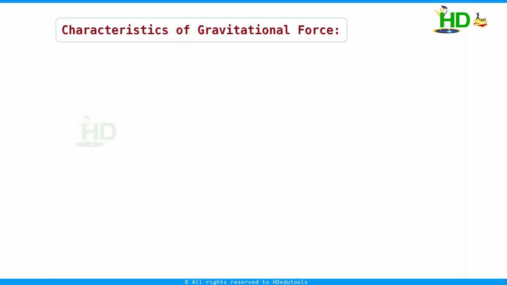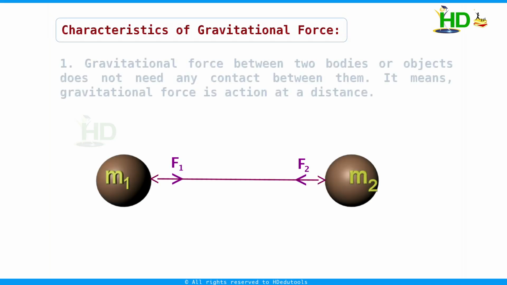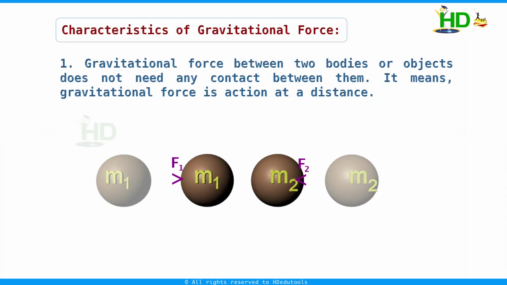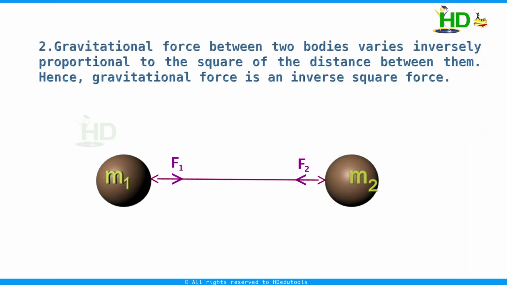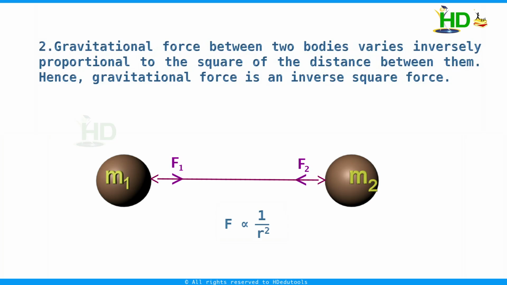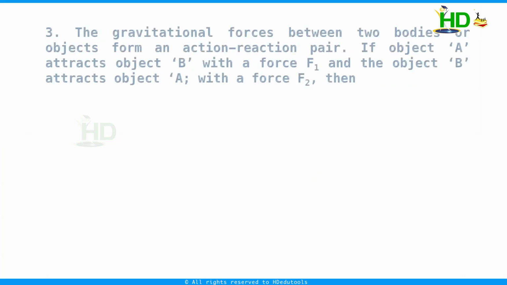The characteristics of gravitational force. The gravitational force between two bodies or objects does not need any contact between them. That means it is an action at a distance. Gravitational force between two bodies varies inversely proportional to the square of the distance between them. Hence, gravitational force is an inverse square law. And gravitational force between two bodies or objects is an action-reaction pair.